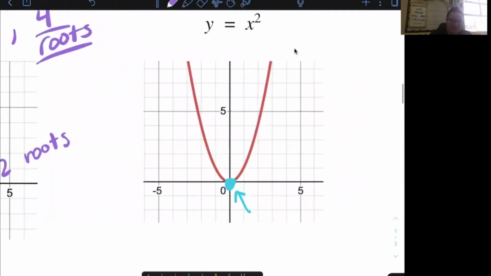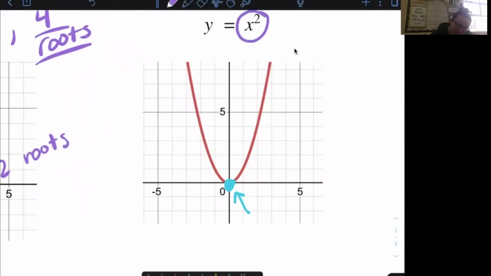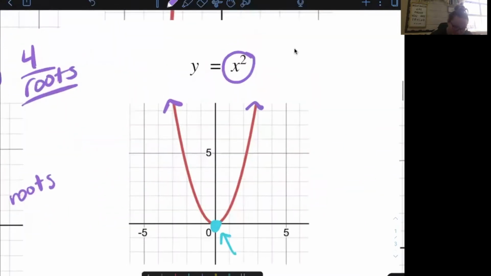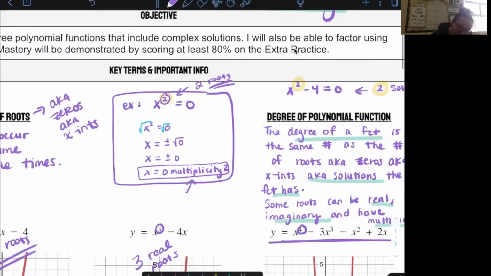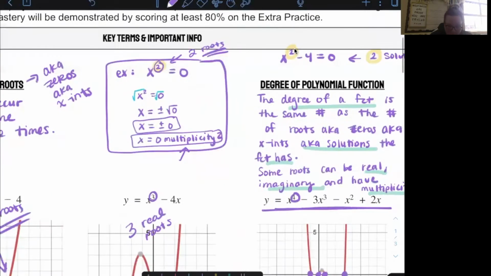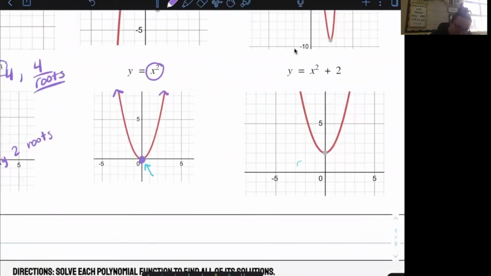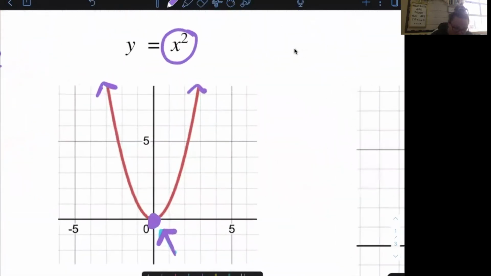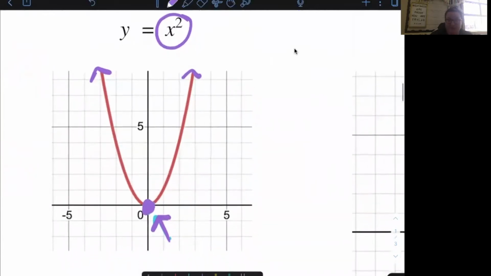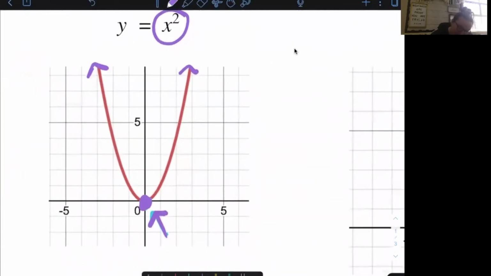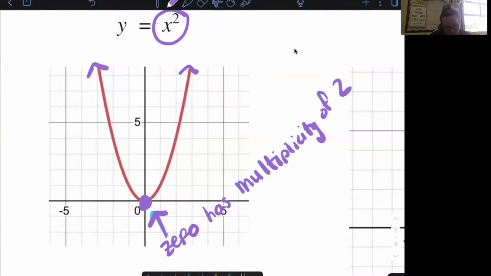So as you can see on this graph, y equals x squared, we already solved this up above here. And we figured out the only solution you can get is x equals 0. Which means that this graph has an x-intercept at x equals 0 twice. So this 0 has multiplicity of 2. Hopefully I just spelled that word right.